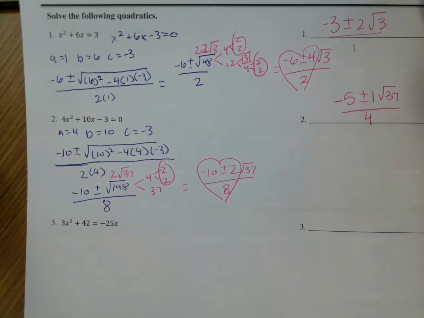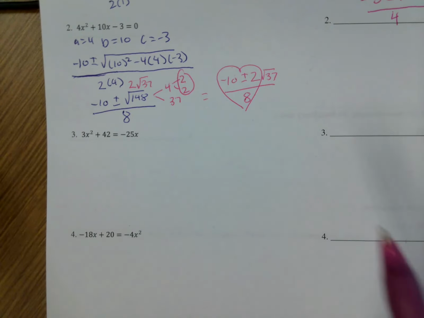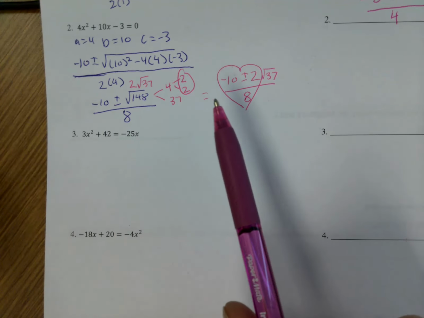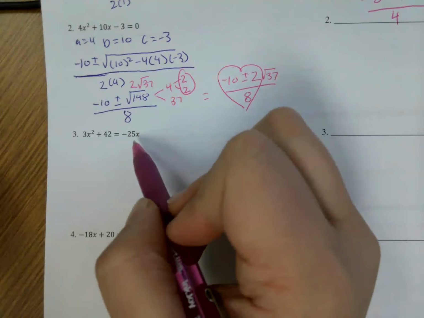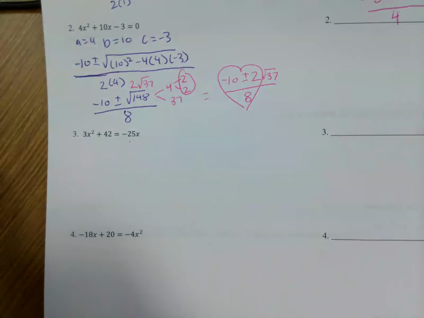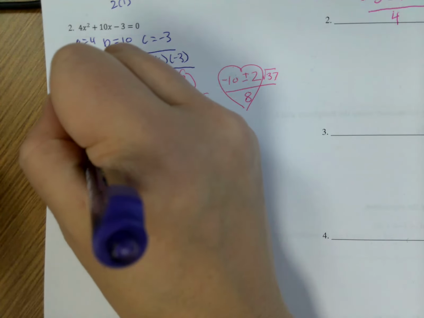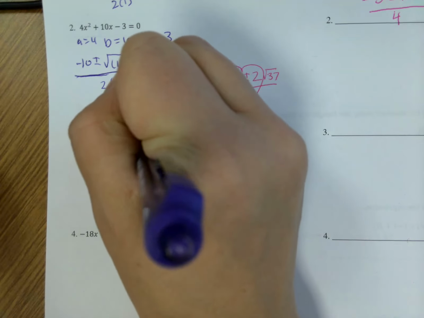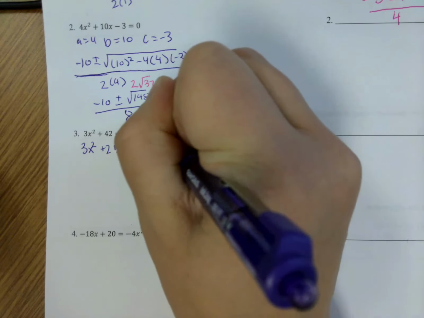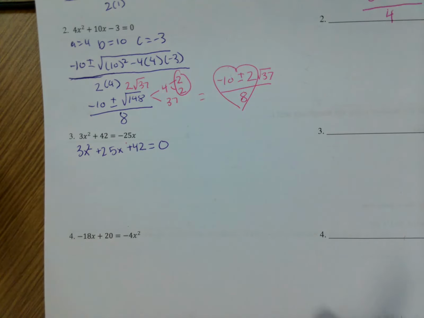The rest of these are factorable. Now, just so that I do one still factorable, I'm going to factor the rest, but I'm going to do this one using the quadratic formula. So first I have to add this over. So I'm going to add this over, and I get 3x squared plus 25x plus 42. This is equal to 0. Actually, I'll do a different one with the quadratic formula.